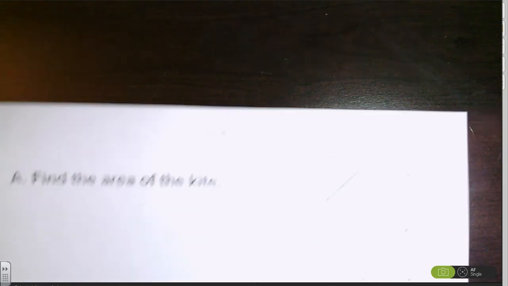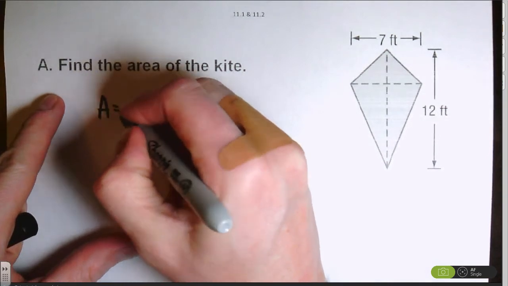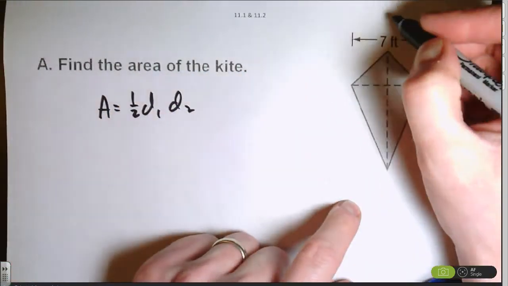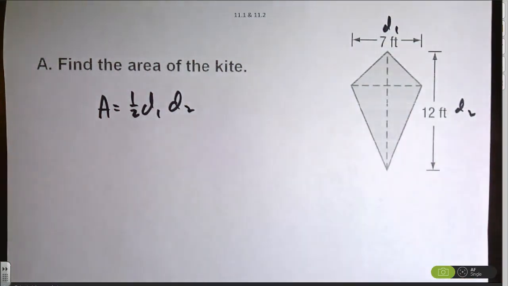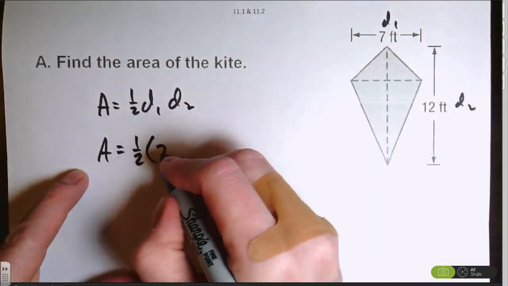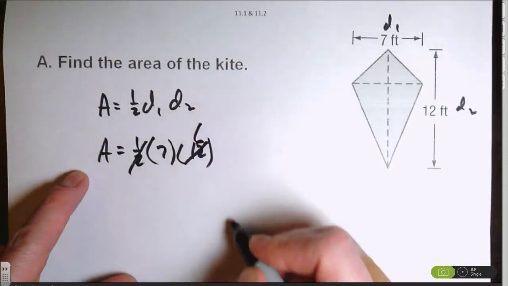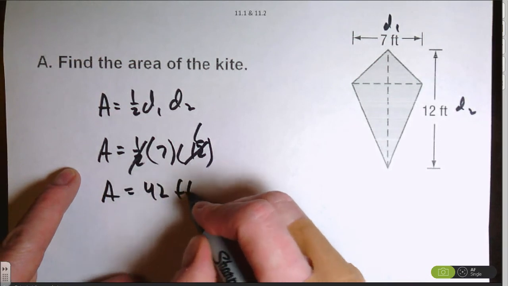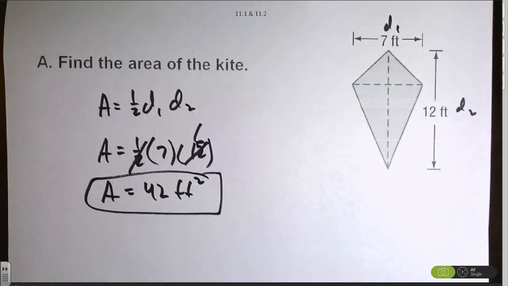Okay, so here we go, looking at our kite. Formula for area of a kite: area equals 1/2 diagonal 1 times diagonal 2. And guess what we have? Diagonal 1, diagonal 2. Or you could switch those, it doesn't really matter. Either way, it's 1/2 times 7 times 12. Easy to do is do half of 12, make it 6. So 7 times 6 is 42 square feet.